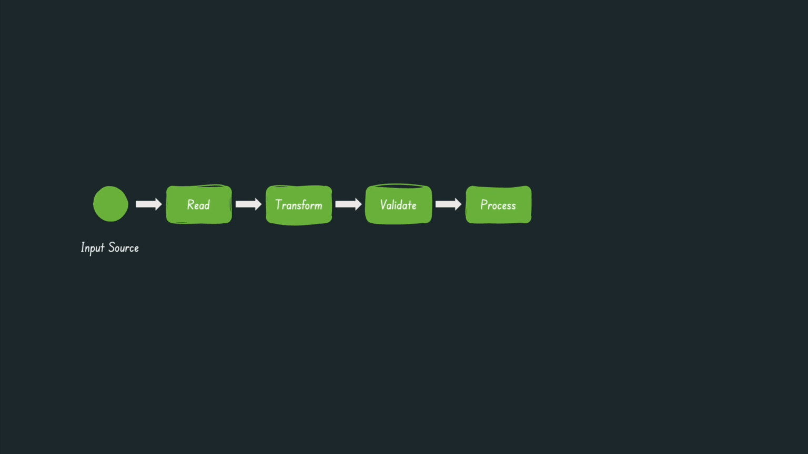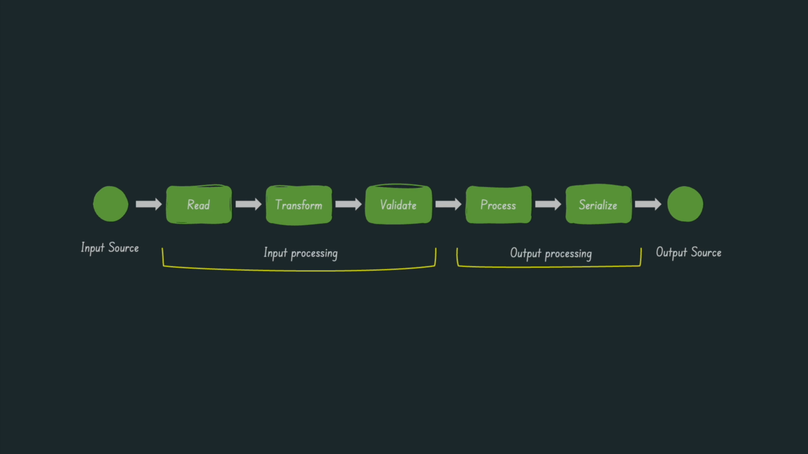Once the data is transformed and validated, the next step is the process step. The process step is where we write our business logic on the data, and do all the processing required. Once the data is processed, we serialize the data, and after the serialization is done, we save the data into the output source. The output source can be a database, a file system, or any other third-party source you have. This is a typical process of how batch processing is done within an enterprise.